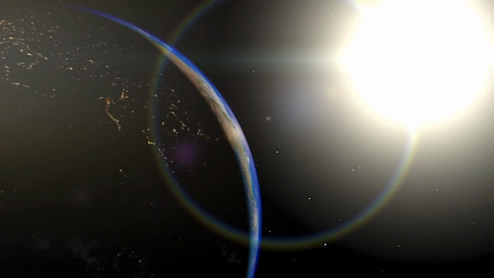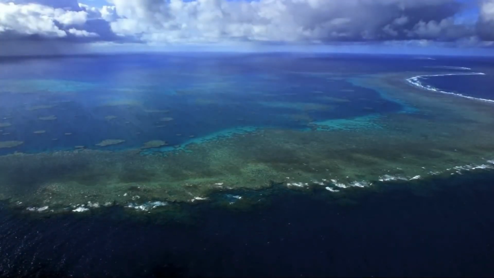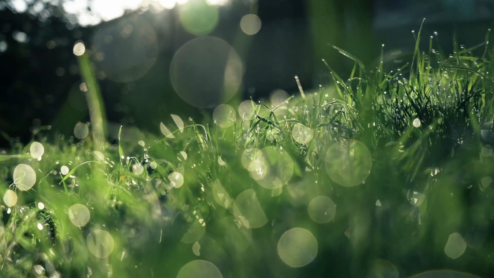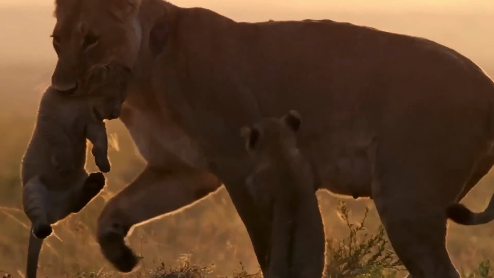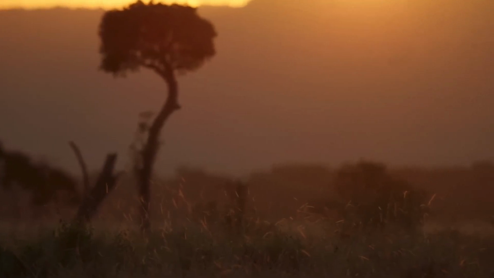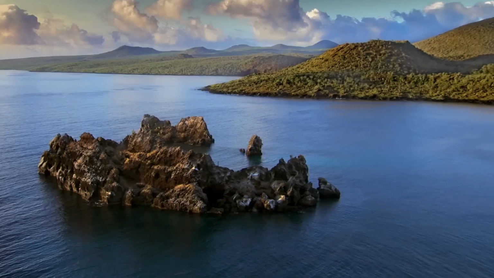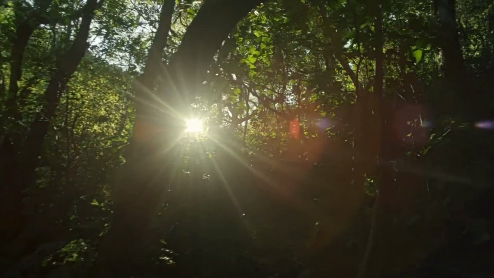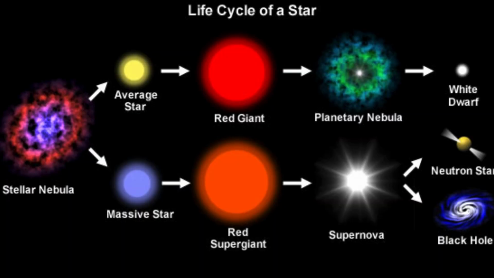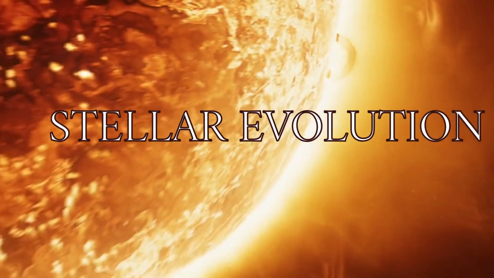The Sun, the source of all natural light and heat in our solar system. All life depends on it. But everything has a beginning and an end. It's a life cycle that applies to everything, including our Sun. So today, we will be diving into the life cycle of stars, also known as stellar evolution.